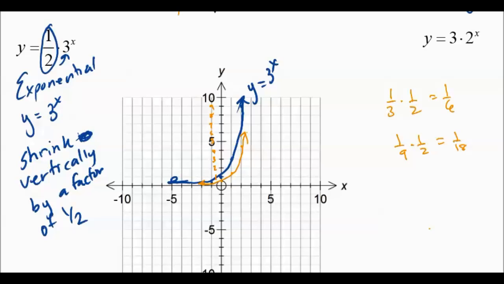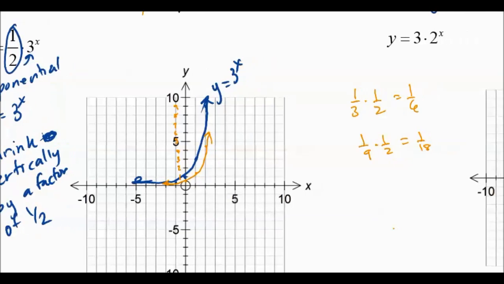They're getting closer to the x-axis as well. All right, so that is for the exponential when you multiply it by a fraction. Let's look at another case.